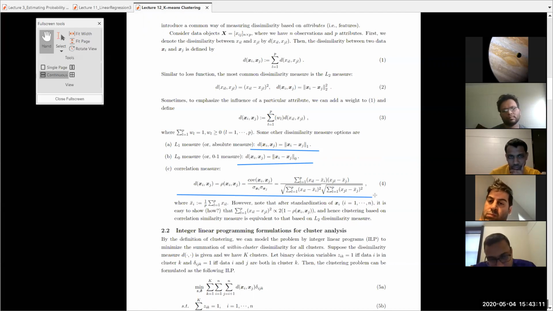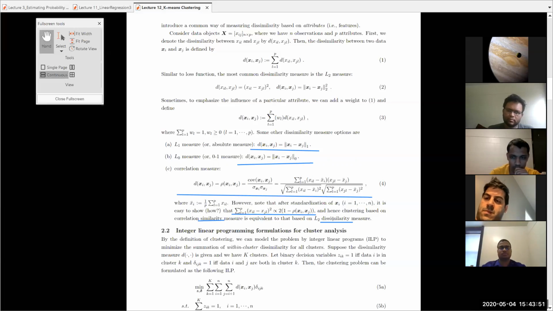The interesting thing is that, so this is the definition of the correlation measure. When you're doing the correlation measure, it can be shown that this part is proportional to 2 minus the correlation of xi and xj. And hence, the clustering based on the correlation similarity measure is equivalent to the clustering based on the L2 measure, because there's a negative, okay? So here is a similarity, this is dissimilarity, or vice versa. If you call this one dissimilarity, then this is the similarity measure, okay?